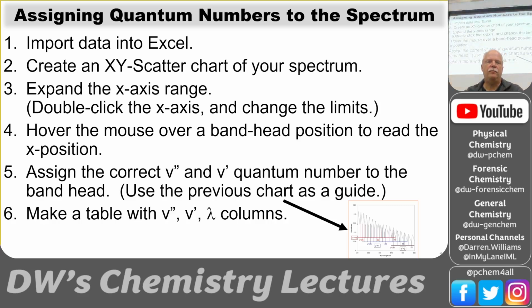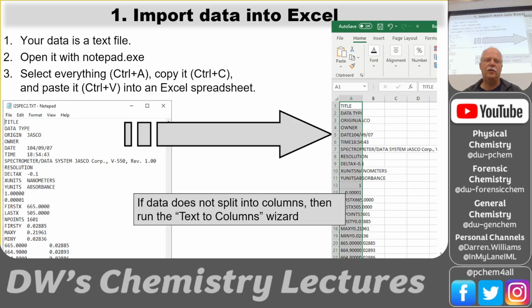So this is how you will put all this together. You'll take the data down from Blackboard, import it into Excel, and create a scatter chart of your spectrum. Then you can double click the x-axis and expand it and hover the mouse over to find the band head position, and then you will put that in your table. So let's go through all of these steps.